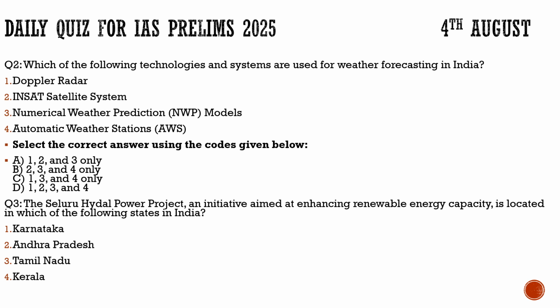Now coming to question number 3, we discussed the environment ministry giving a nod to the Saluri Hydel Power Project. With respect to that: the Saluri Hydel Power Project, an initiative aimed at enhancing renewable energy capacity, is located in which of the following states in India? Is it located in Karnataka? No.